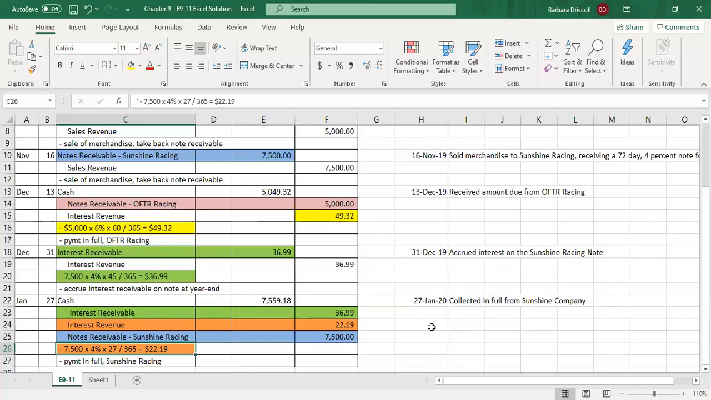Remember, our debits have to equal our credits. One, we reverse the note. Secondly, we reverse the interest receivable that we accrued at the end of December. And thirdly, we account for the interest that we've earned from January 1st to January 27th, the sum of which we're going to receive in the form of cash from Sunshine Company.